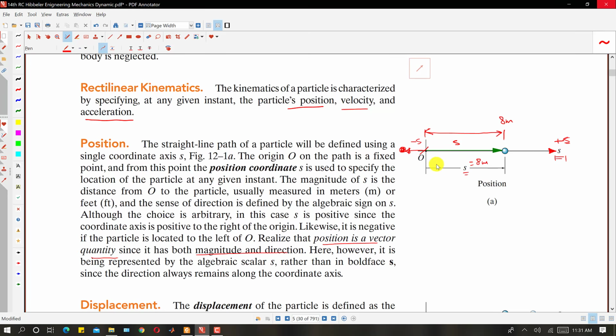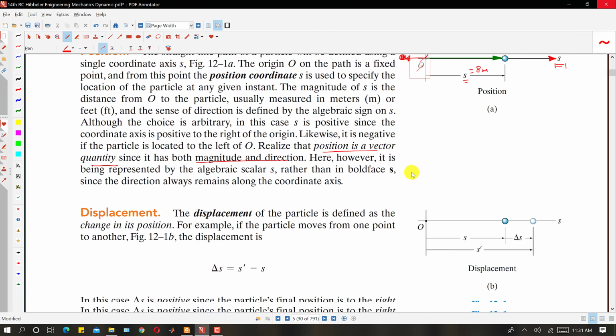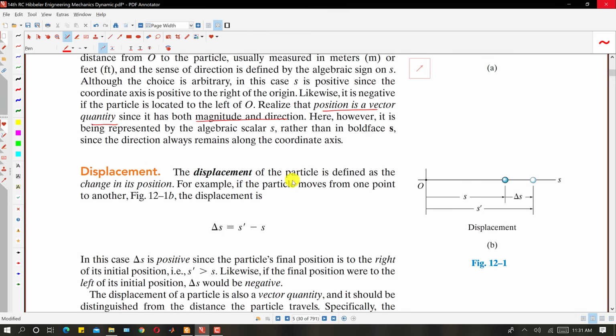And now how to define the displacement? So we can say that the displacement of the particle is defined as the change in its position, right? So whenever there is a change in its position, we say that the particle has traveled some displacement. So we can write that the displacement S is the final position minus the initial position. The change in the position of a particle is known as displacement.